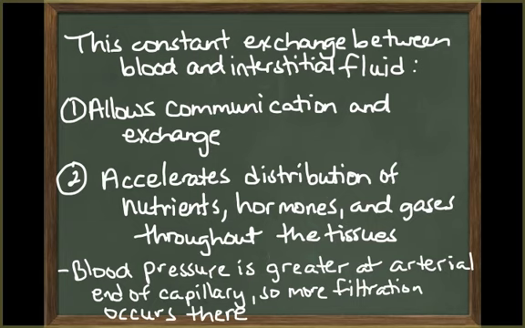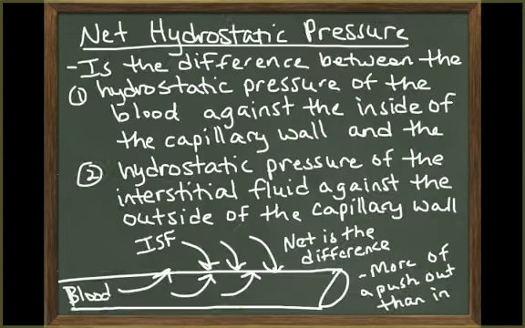As the blood flows from the arterial end of the capillary to the venous end, the blood pressure drops, and so less filtration and reabsorption will occur at the venous end of the capillary. It's important to understand how the net filtration and the net reabsorption are calculated. The net hydrostatic pressure is the difference between the hydrostatic pressure inside the capillary wall and the hydrostatic pressure outside the capillary. The blood pressure pushes the blood against the walls of the capillaries, but this is somewhat opposed by the pressure of the interstitial fluid against the wall of the capillaries.